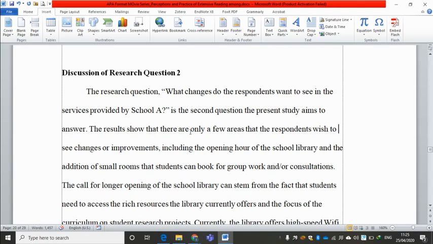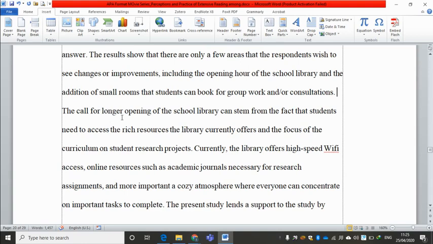The results show that there are only a few areas that the respondents wish to see changes or improvements, including the opening hours of the school library and the addition of small rooms that students can book for group work and/or consultations. The call for longer opening of the school library can stem from the fact that students need to access the rich resources the library currently offers and the focus of the curriculum on student research projects.